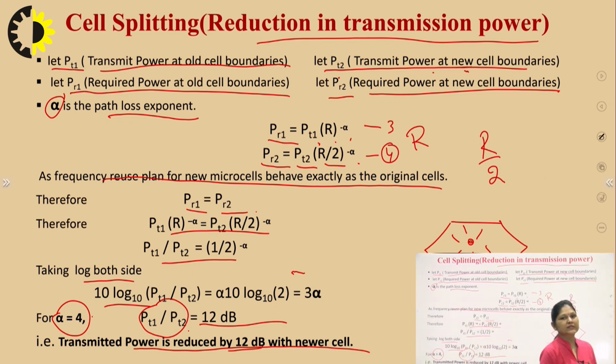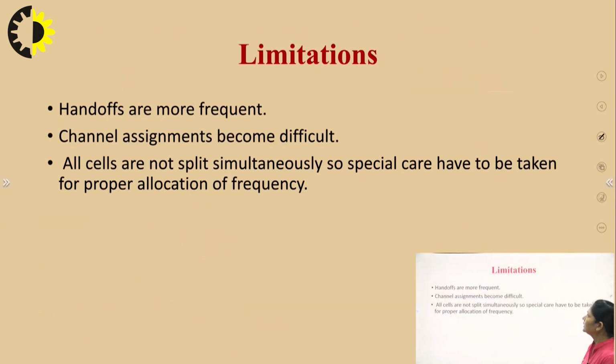So with the help of cell splitting, we can increase the number of users, as well as by using smaller antennas we can increase the coverage area, and the power that is transmitted will be reduced. Now the limitations. We are using cell splitting, but it has its own limitations.